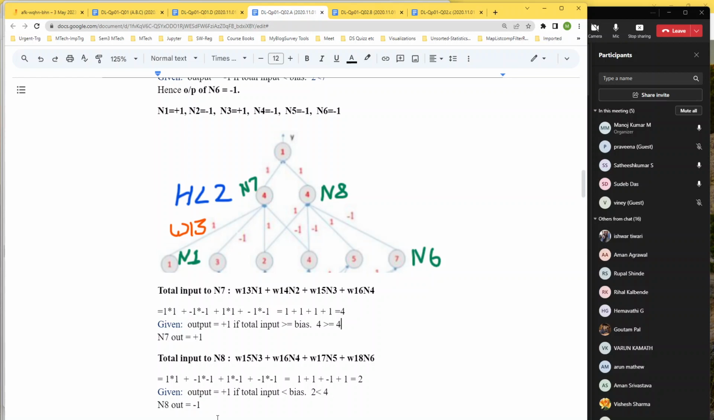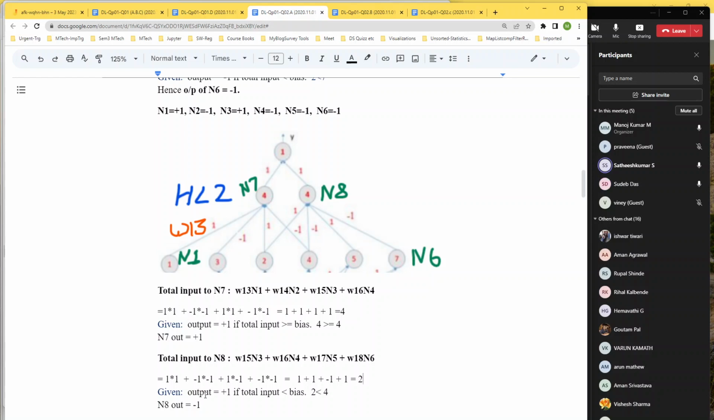Calculate this one also. N1 is -1 into 1, -1, and N2 is not used. N3 is +1 into +1, 1, used. N4 is -1 into -1, +1. N5 is -1 into +1, -1, so the total is 1. And N6 is -1 into -1, +1, so 2. So 2 is less than 4, and -1 is the output.